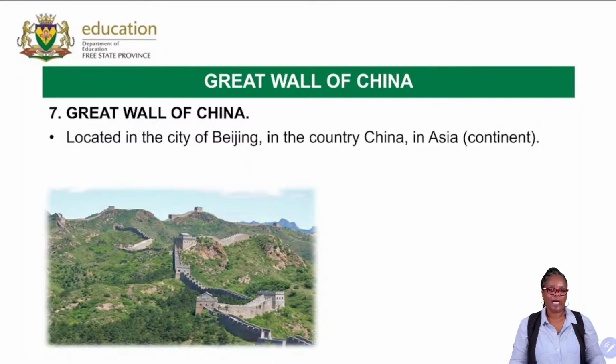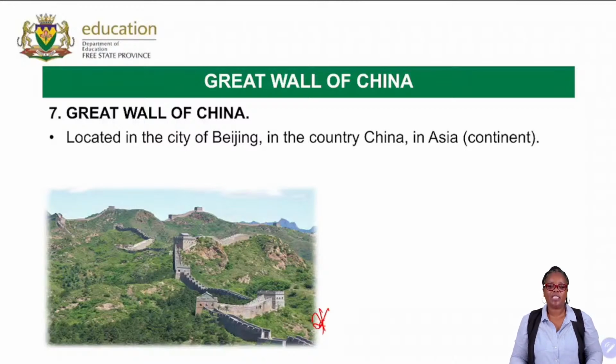I want us to look at the last icon for this lesson. Remember, we're having 13 and we have done 7. We are left with 6. So the last for this lesson is the Great Wall of China. The Great Wall of China. Here's the picture. Look at the picture. You can see the wall. It's great, like the name says.